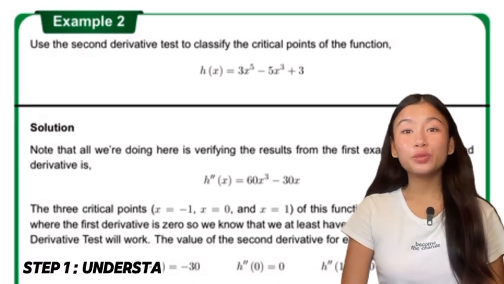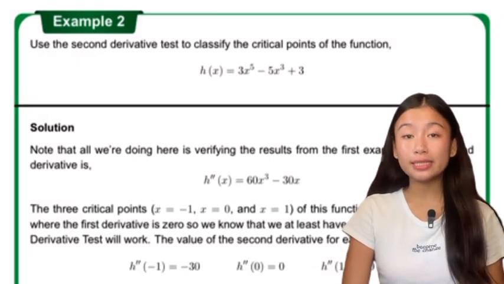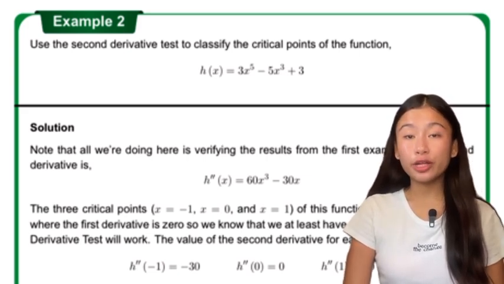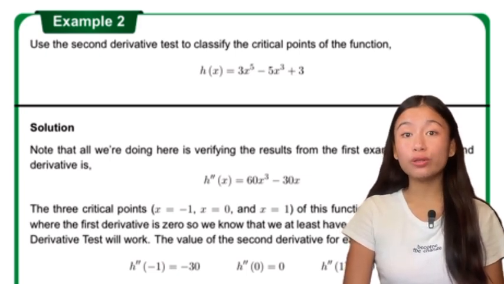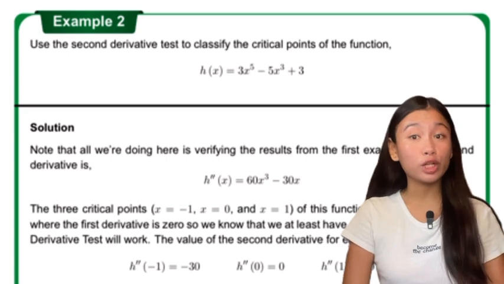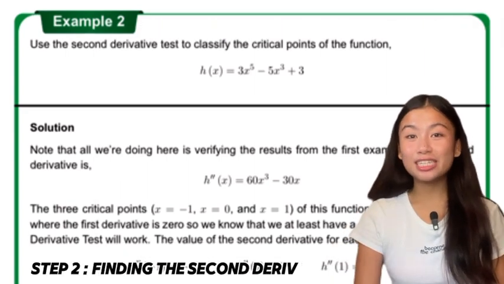So step 1, guys, we need to understand the problem. The goal is to classify the critical points of the function h of x. Critical points are values of x where the first derivative is 0 or undefined. Once we identify these points, we use the second derivative to determine if they represent relative maxima, minima, or are inconclusive.